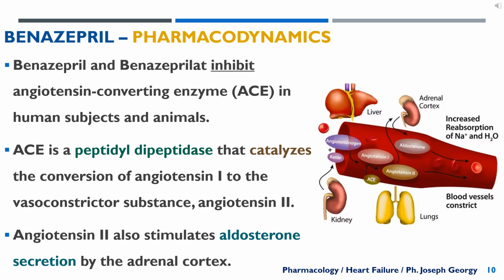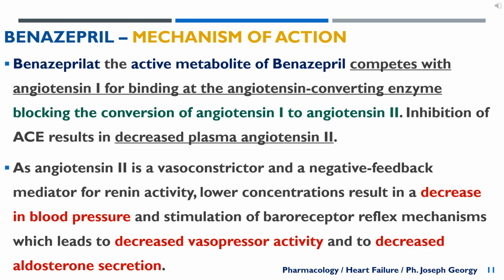ACE is a peptidyl dipeptidase that catalyzes the conversion of angiotensin I to the vasoconstrictor substance angiotensin II. Angiotensin II also stimulates aldosterone secretion by the adrenal cortex. Actually, I talked about the mechanism of action in general of these drugs. Now I'm going to rephrase this mechanism of action for benazepril and its active metabolite benazeprilate. So benazeprilate, as I said, is the active metabolite of benazepril.